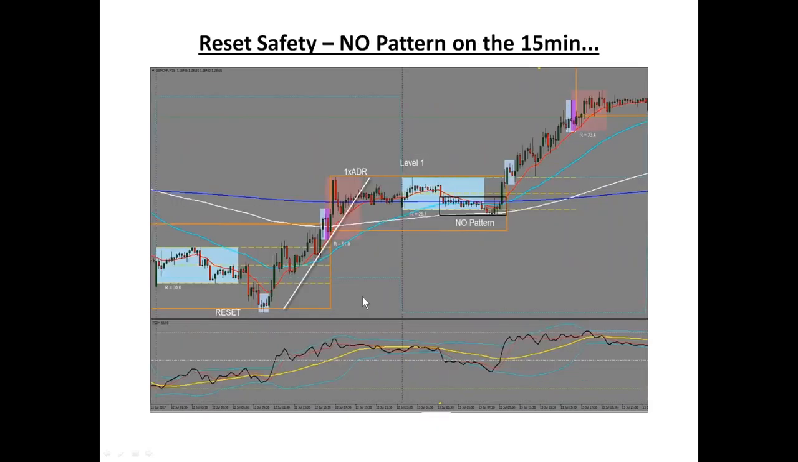Okay. Here is a variation to the theme. What do I mean? Here, the reset safety, there is no pattern on the 15-minute chart. You're like, okay, cool, here's my reset. Closed up, 50-200 crosses, locked my anchor, 1 ADR off the low, closed the extreme structure. I'm all happy. Then what happens? They dribble, they bounce, and then they shift hard, and they're off to the races for 100 pips.